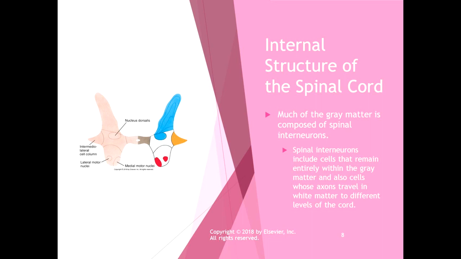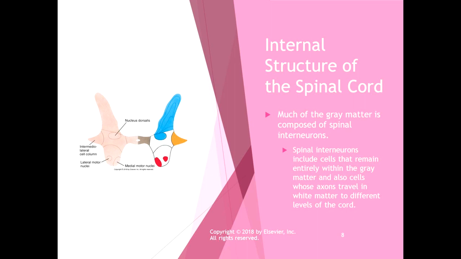All the different little nuclei, a nucleus in the nervous system, is always a gathering of cell bodies that performs a common function. They're all named. I don't expect you to know where each little nucleus is. Just know that there's a lot of processing going on in the spinal cord.